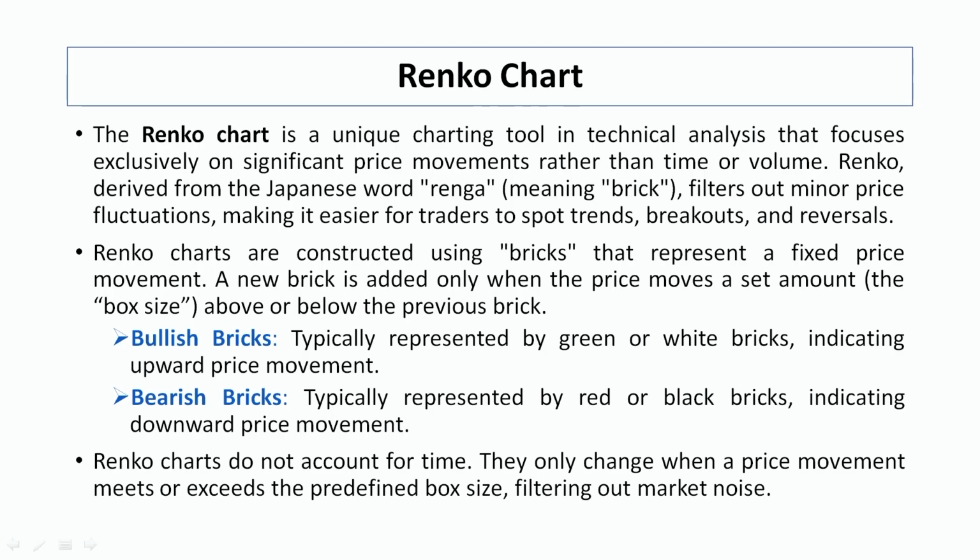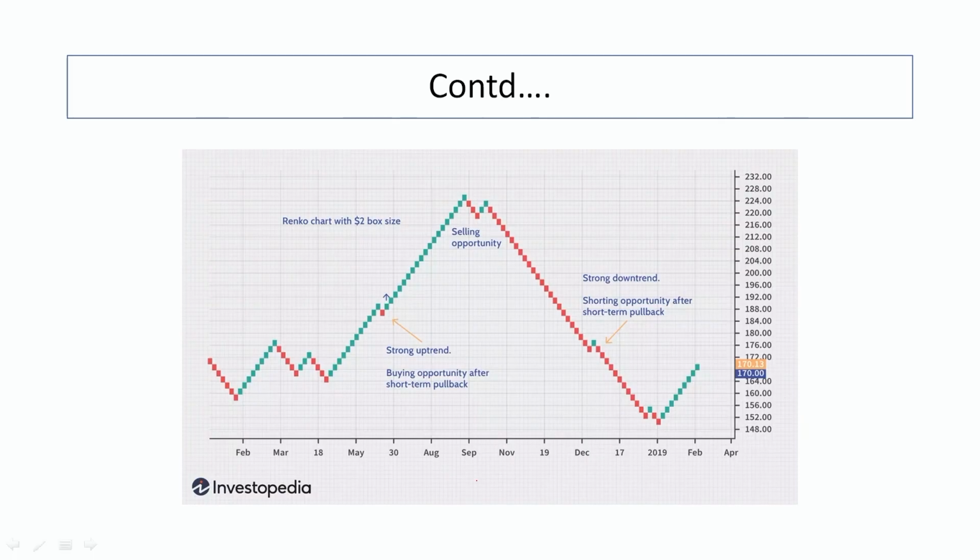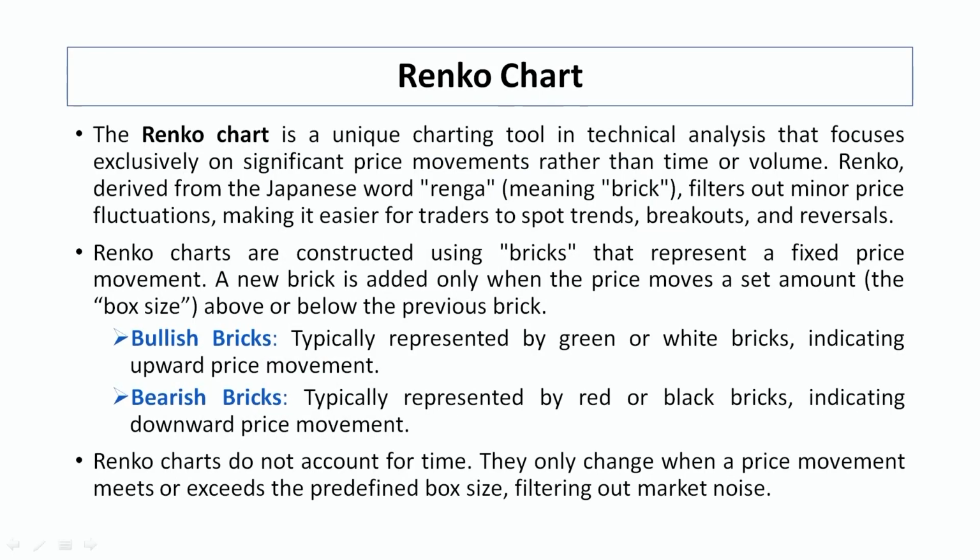The Renko chart is constructed using bricks that represent a fixed price movement. So we can see these Renkos. These are the boxes, and here it is mentioned that this is a Renko chart with a $2 box size. So we have to prepare a particular box size depending on whatever the technical analyst assumes. Here the presenter has assumed each box is $2. We can make it up to $5 also. A brick is added only when the price moves the set amount, the box size, above or below the previous brick. So what are the bullish bricks?